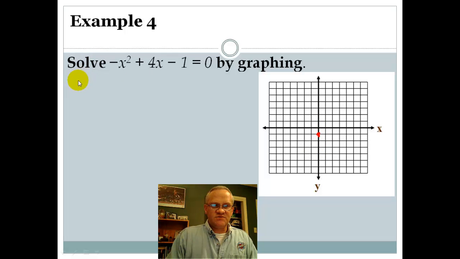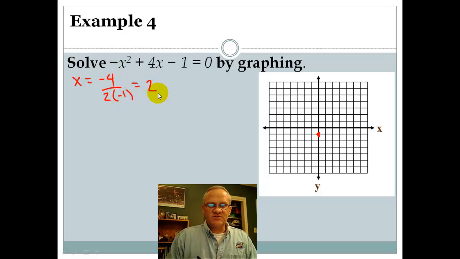Let's find the axis of symmetry here. So remember, x equals the opposite of b. So this time it's going to be a negative 4 over 2 times a negative 1. So this is really negative 4 over negative 2, which is going to be positive 2. Okay? So here's my axis of symmetry. Draw a dotted line here.